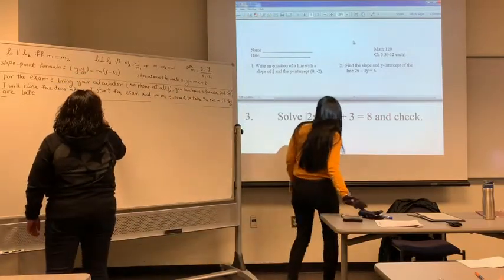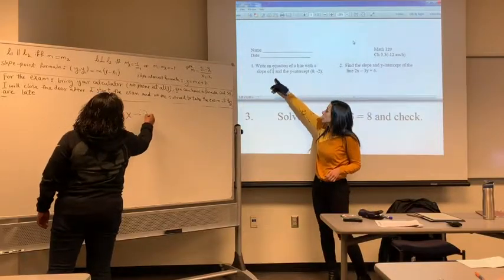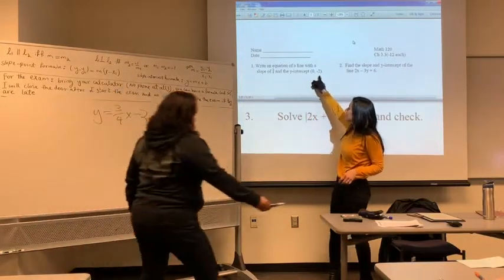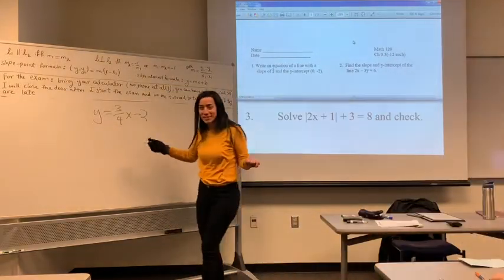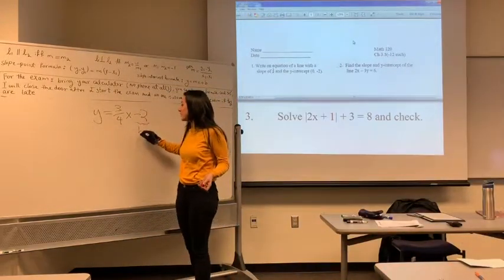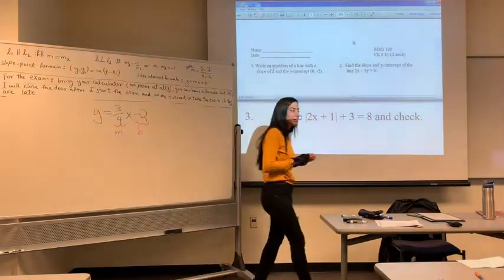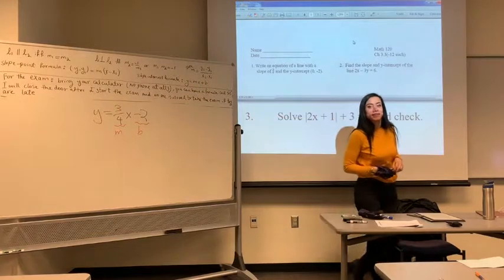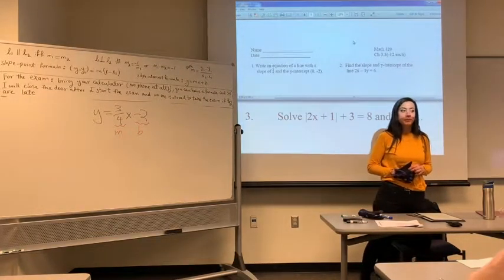So the first one says write an equation of a line with a slope 3 over 4 and y-intercept negative 2. Thank you. So see, it was easy, isn't it? So this is the slope m and this is b, right? That was it. Do you have any question?